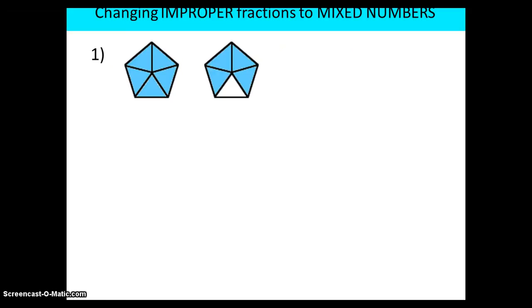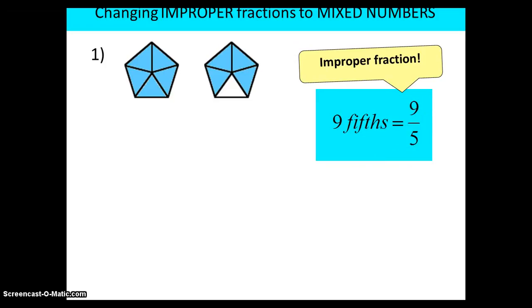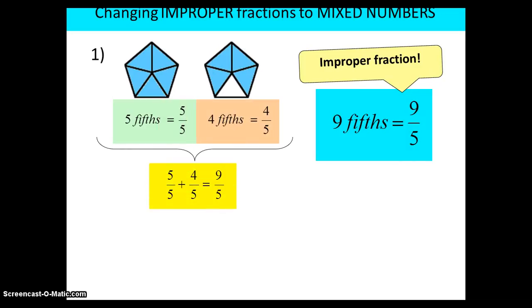Let's continue with changing improper fractions to mixed numbers. Look at these questions. Remember the question just now? We have 9/5. How do you change 9/5 to a mixed number? This picture shows a 5/5 and this shows a 4/5. So you realize that 9/5 is made up of 5/5 and 4/5.